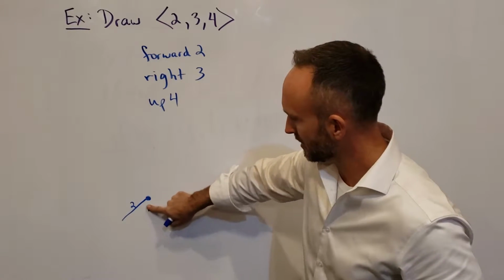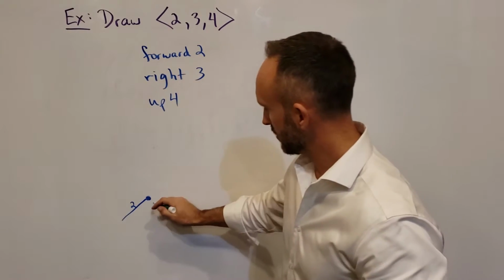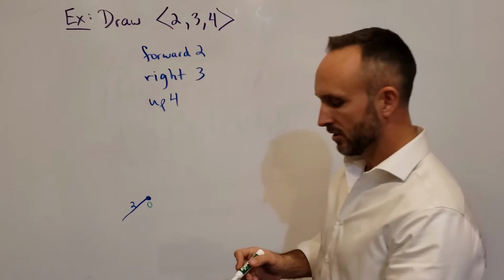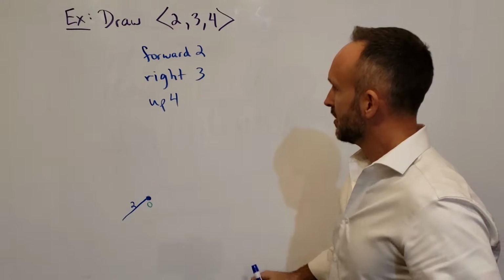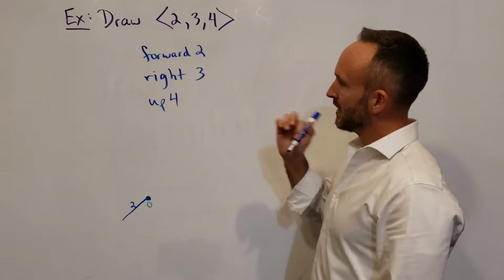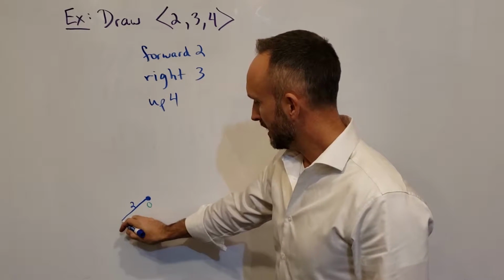0 is the origin. Maybe let's indicate that with a different color so we don't get things mixed up here. So 0, or the letter O, whichever you prefer, is the origin. So I moved forward 2. Now from there I need to move right 3. So I need to move right.